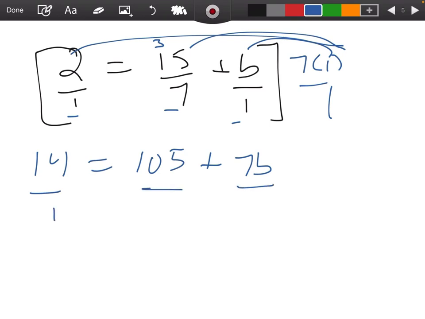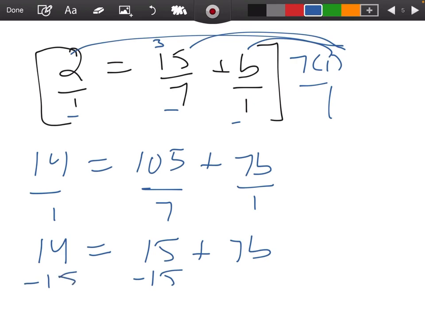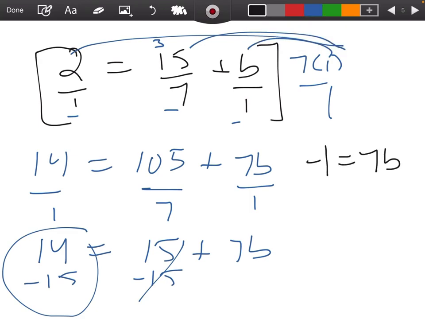Now, my bottom numbers stay the same. Okay. So 14 over 1, still 14. 105 divided by 7 should just be 15 plus 7b. Okay. So I'm going to minus 15 on both sides. So right here, y'all, 14 minus 15 is negative 1 equals 7b. So when we divide both sides by 7, we get negative 1 over 7 equals b.